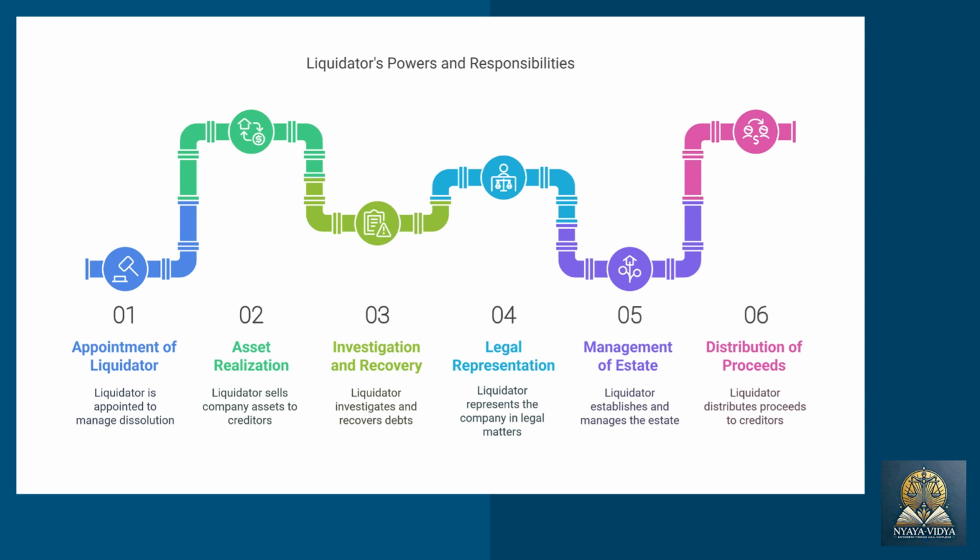So the first one is appointment of a liquidator. A liquidator is appointed to manage dissolution. Dissolution is nothing but closing of a company, winding up of a company. Once a liquidator is appointed, next is asset realization. Asset realization is nothing but sale of assets or transfer of property. I'll give you an example. If a company owns commercial property, the liquidator can hold an auction to sell it for the highest possible price. This way, he can repay the creditors.